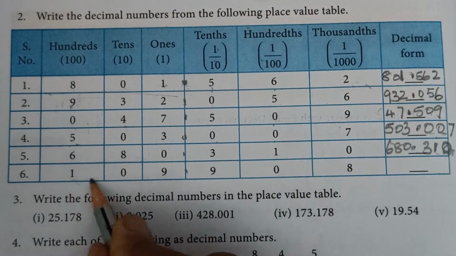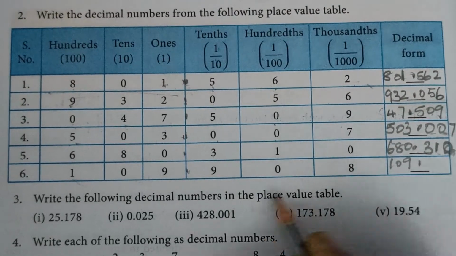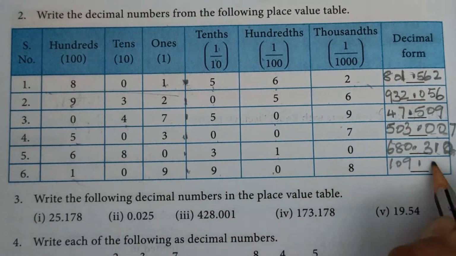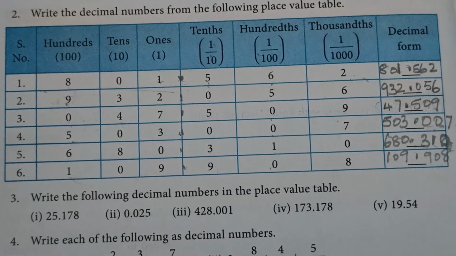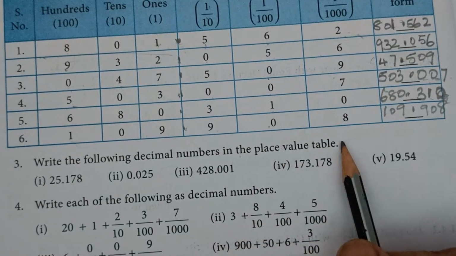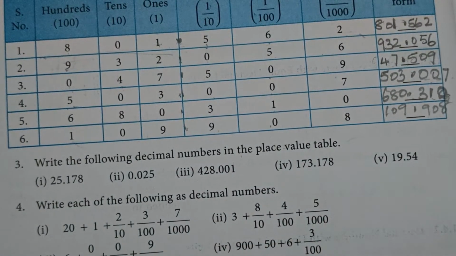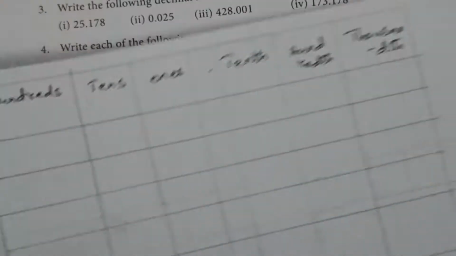Okay. Now here 109, the point is here. So the number is 109.908. Isn't it? Is that clear? Okay, now we'll move on to the next one. Write the decimal numbers in the place value table. It is just like the first question. The number is given, and we have to write it in the place value table.